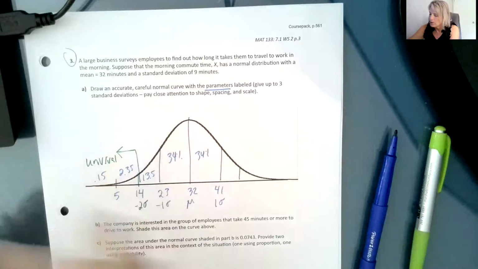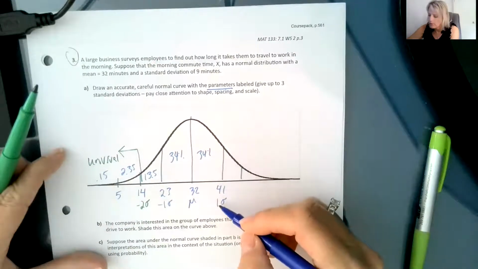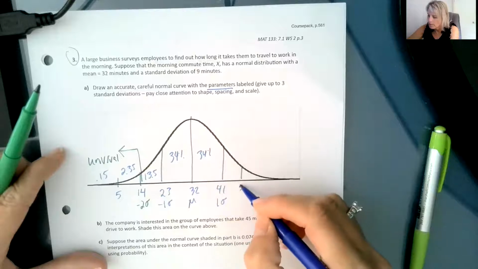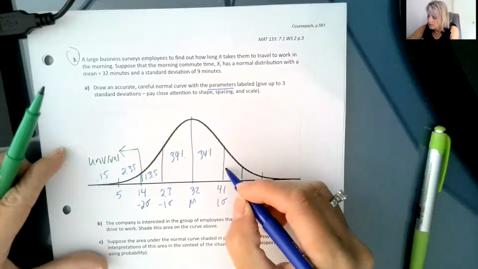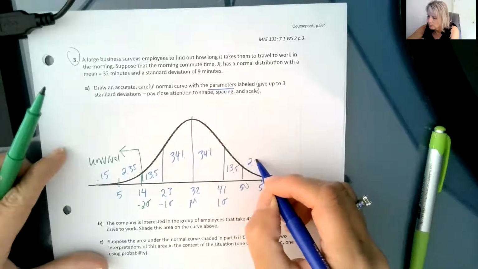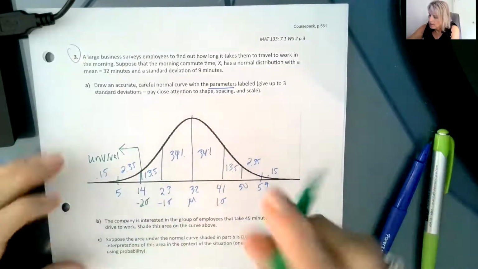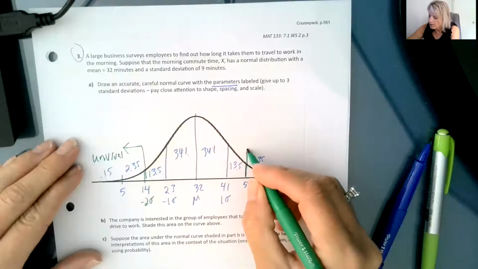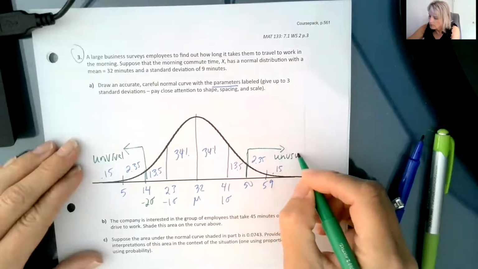And then we're going to mark over here. So the first standard deviation above was 49, plus another 9 is 50, plus another 9 is 59. And this is the 13.5. This is the 2.35 and 0.15. And so anything outside here is considered unusual as well.